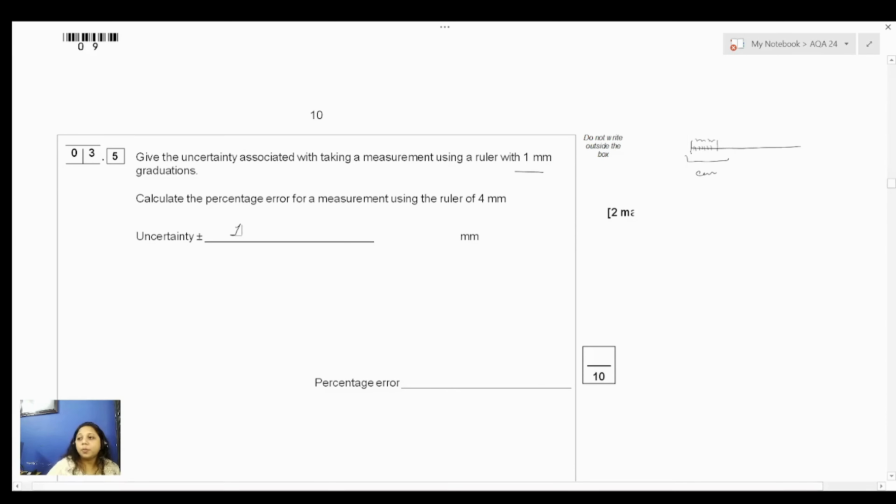So, what would be the percentage error? Let's calculate percentage error. The error can be 1. How many total graduations are there? 4. 1 out of 4 is what? It's a percentage, right? So it's 25%.